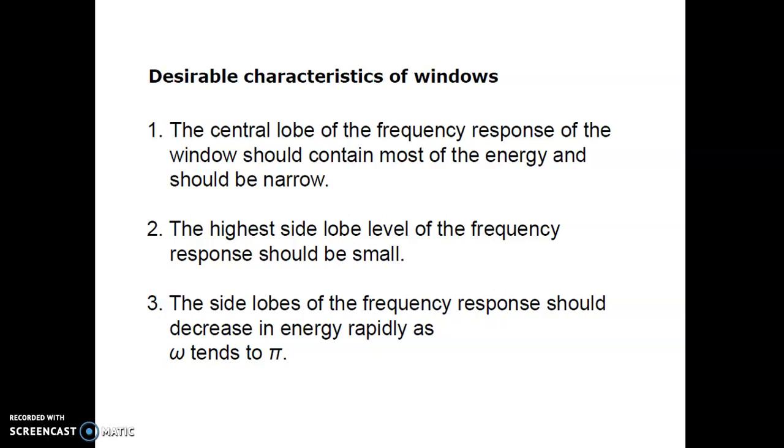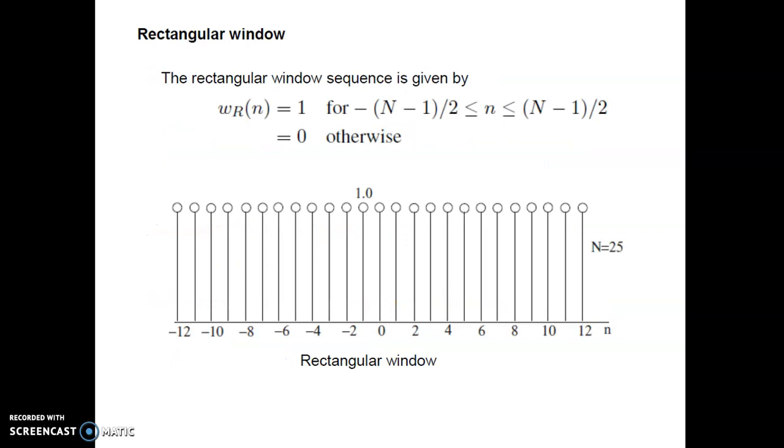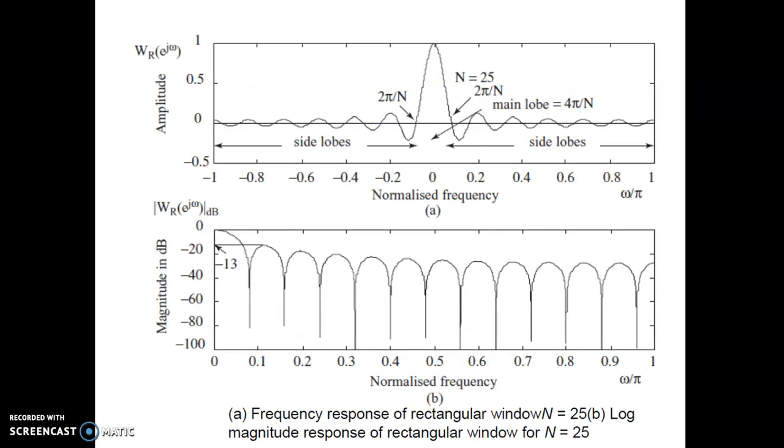and whenever you are designing a filter with windows, what you should notice is that the central lobe of the frequency response of the window should contain most of the energy and should be narrow. The highest side lobe level of the frequency response should be small. The side lobe levels should decrease in energy as ω tends to π. So given here I am showing a rectangular window wR(n) = 1 for -(N-1)/2 ≤ n ≤ (N-1)/2, or 0 otherwise, and I am showing the amplitude and frequency response of this window.